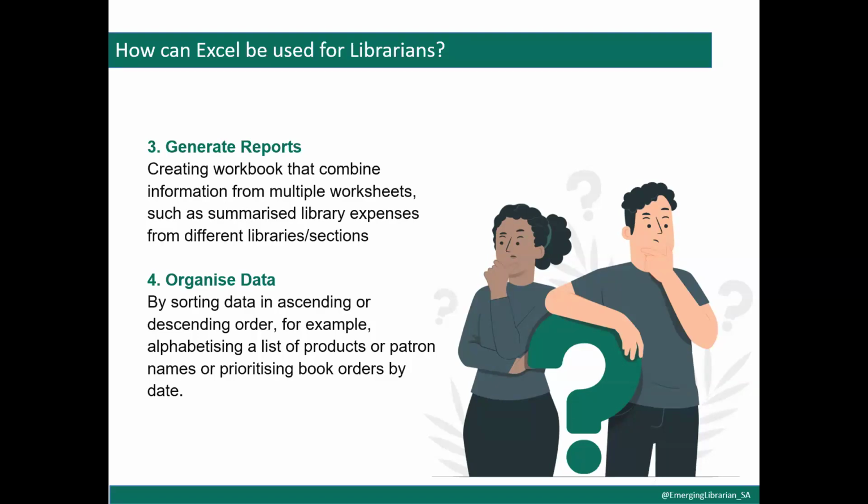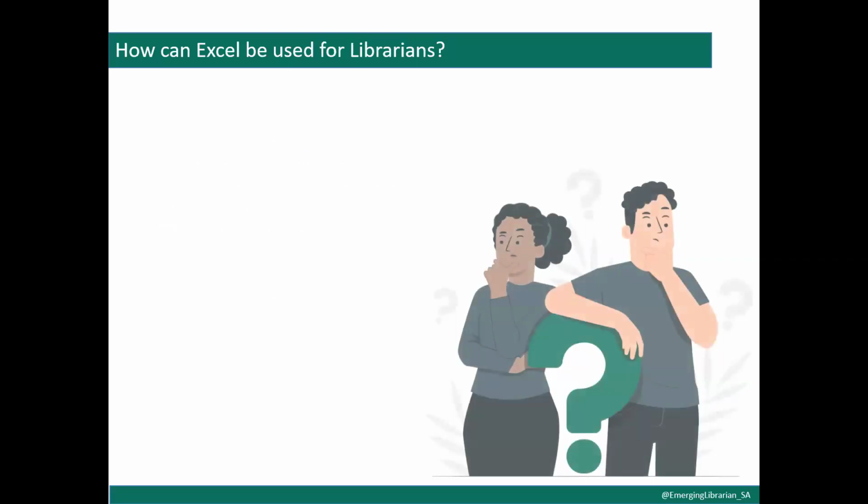So you can still organize data using Microsoft Excel. You can organize data by sorting data in ascending or descending order. For example, alphabetizing a list of products, or patron names, or prioritizing book orders by date. So with Excel, you can sort your data using various methods. So you can organize your data so that it is presented in such a way that you can present it to your line manager, or you can present it to your subordinates. So Excel also assists us in organizing our data.